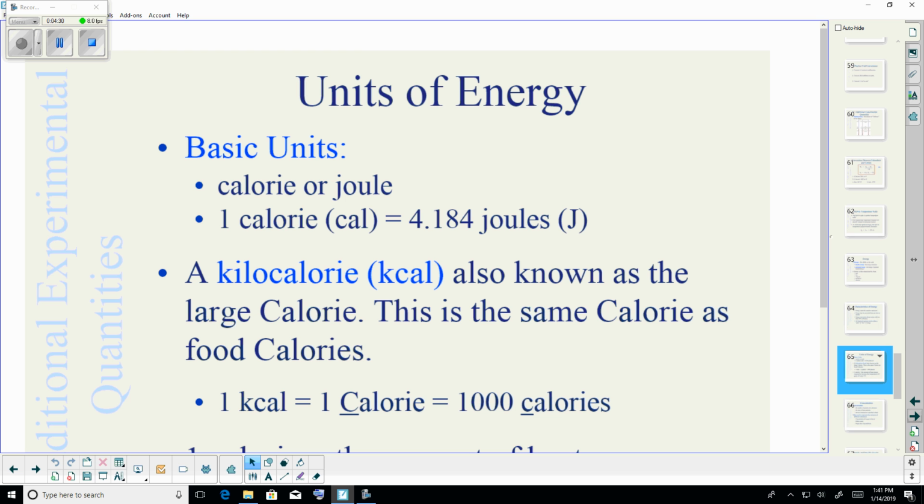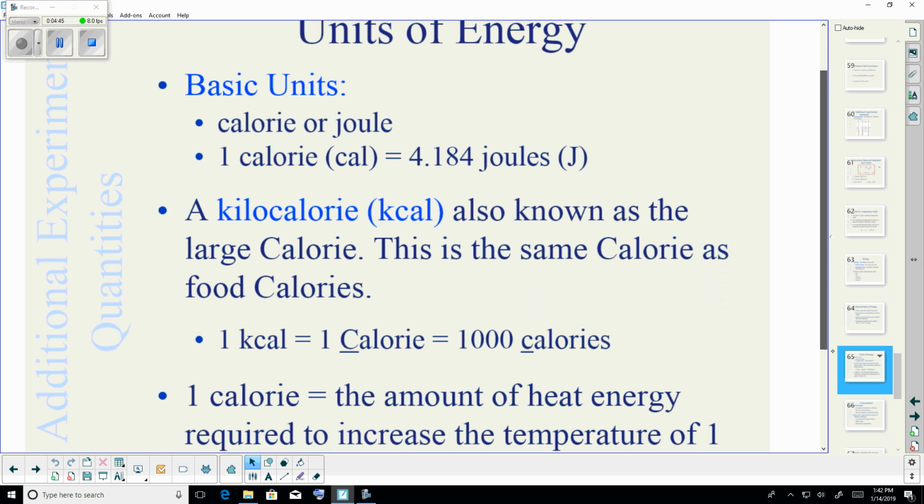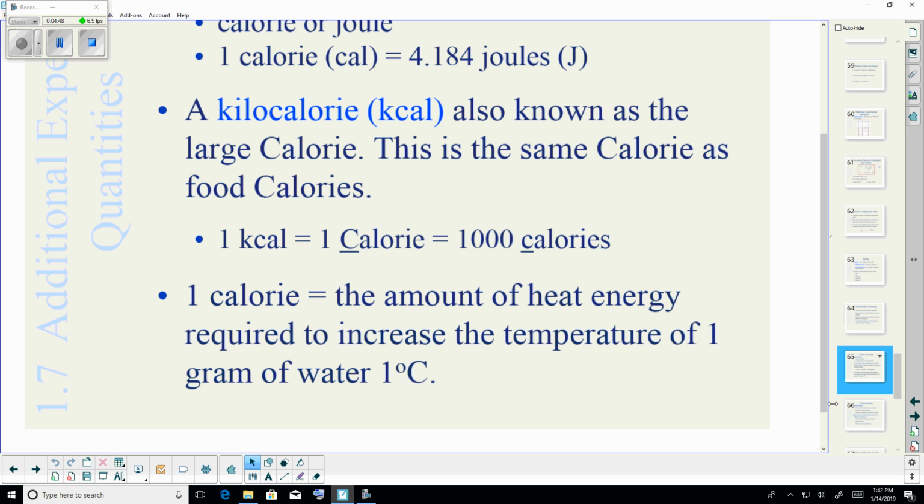And we talked about the calorie being 4.184 joules. And 1,000 little calories is a large calorie, which is our food calorie, which is on all our nutritional information. And a chemical calorie is the amount of heat energy required to increase the temperature of 1 gram of water 1 degree Celsius. Later on, when we do thermodynamics, we'll actually look at how we do those calculations.